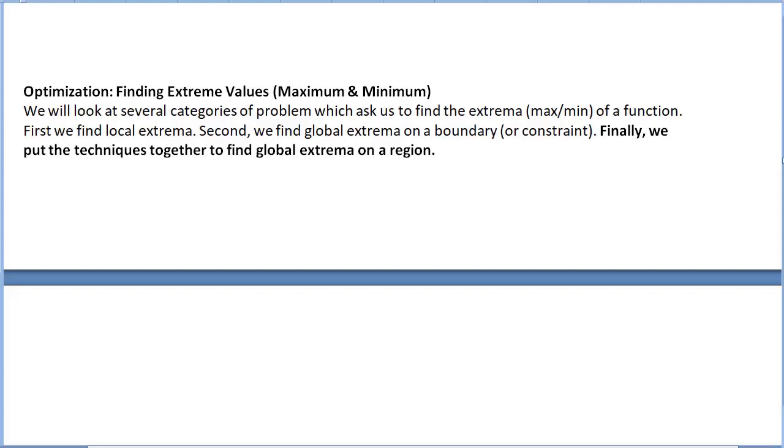Now we continue to talk about optimization for multivariable functions, finding extreme values, meaning max and min. Previously, we talked about how to find local extrema. And then previously, we talked about how to find global extrema specifically on a boundary or a constraint curve. And now we come to the last part of this. We put it all together in order to find global extrema on a region.